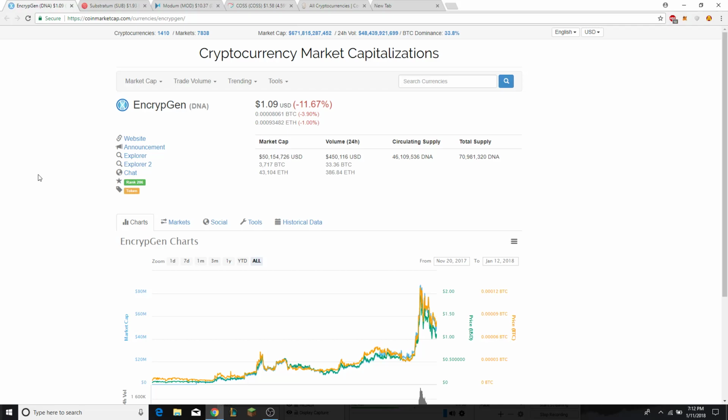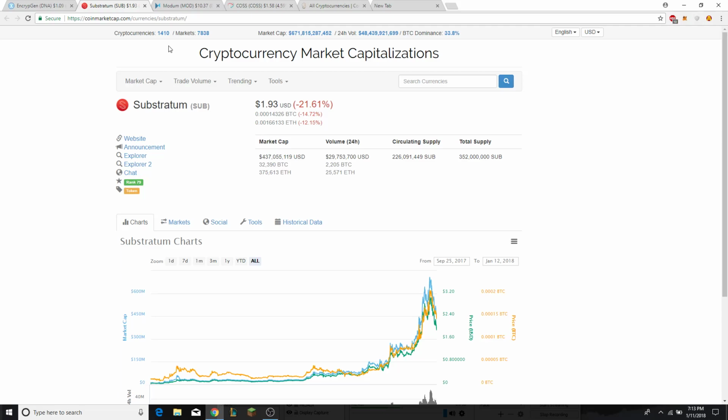One very good example of a utility token would be a coin like Encryptgen, which allows you to use their DNA token to purchase access to genomic data stored in the blockchain. Another great example would be Substratum. You purchase a Substratum token and can use it to access the decentralized internet.